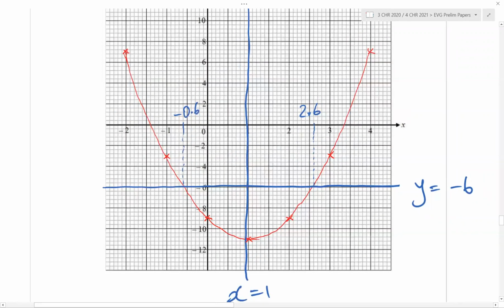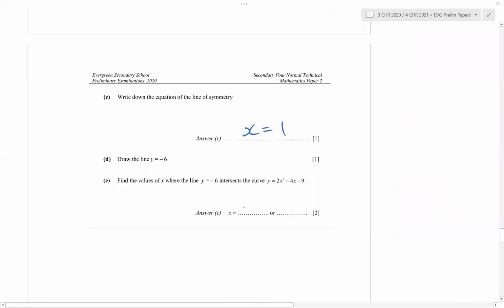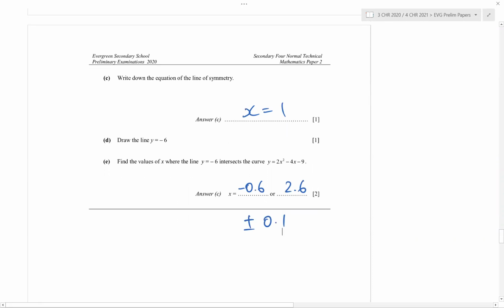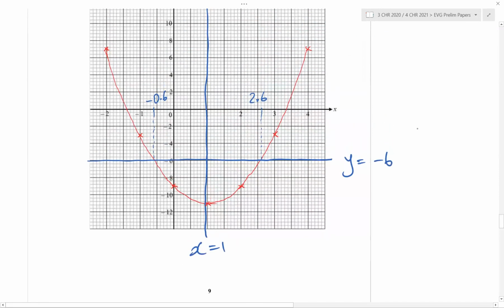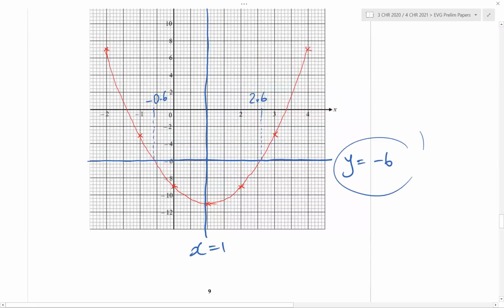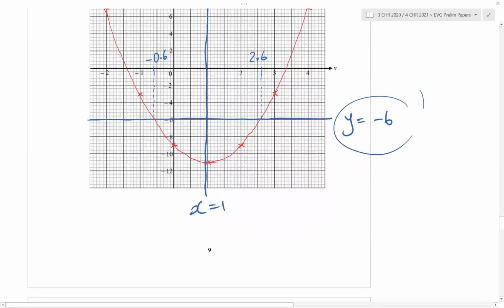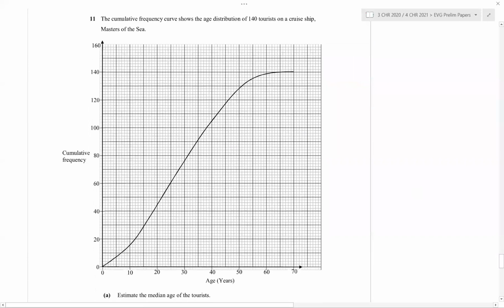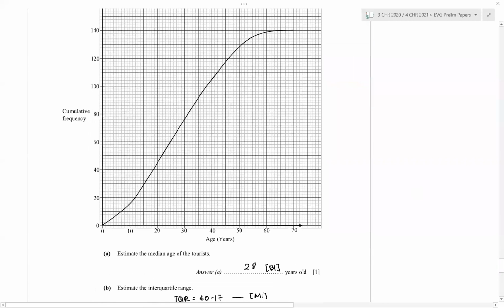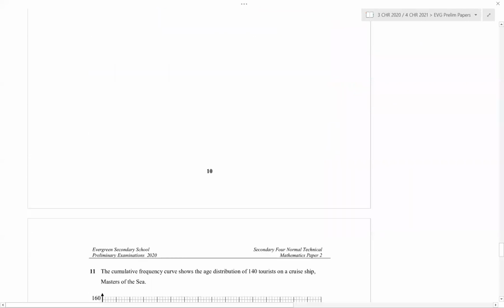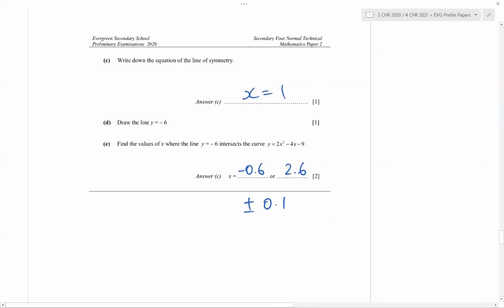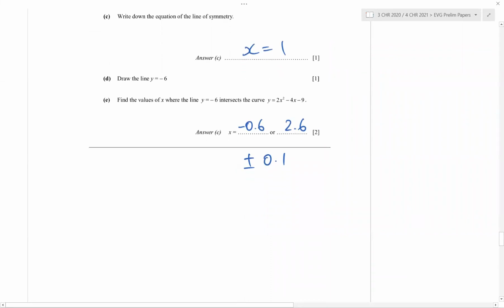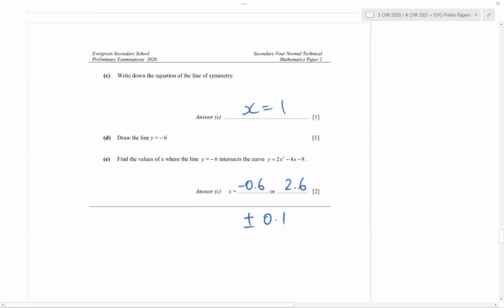Okay, I drew already. Is it the last question now? Yay, last question. Why is it -6? Where got -0.6? x equals 1, why?